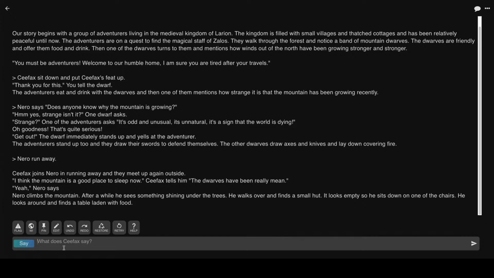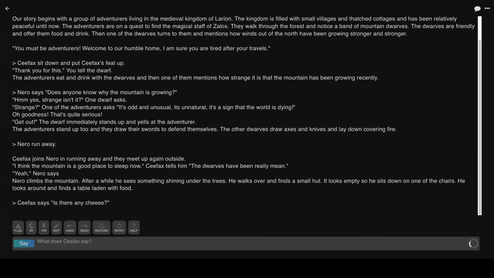Okay. Well, I'm going to decide Ceefax is a little bit of a foodie, likes their food. So I'm going to ask, what food is medieval that Ceefax likes? Ooh, cheese. Is there any cheese? Let's go with that.